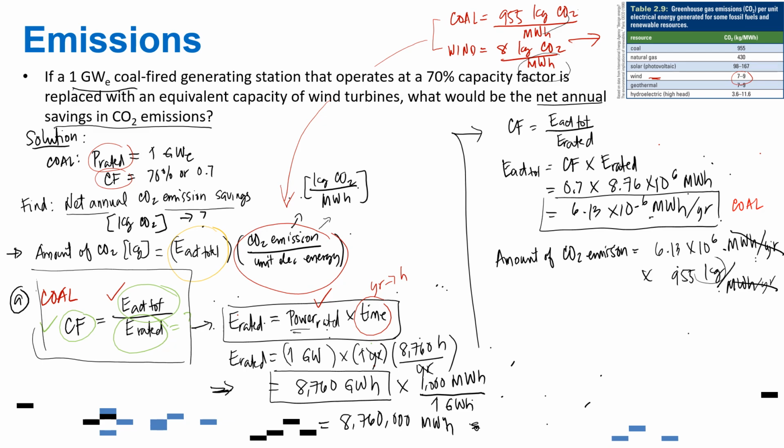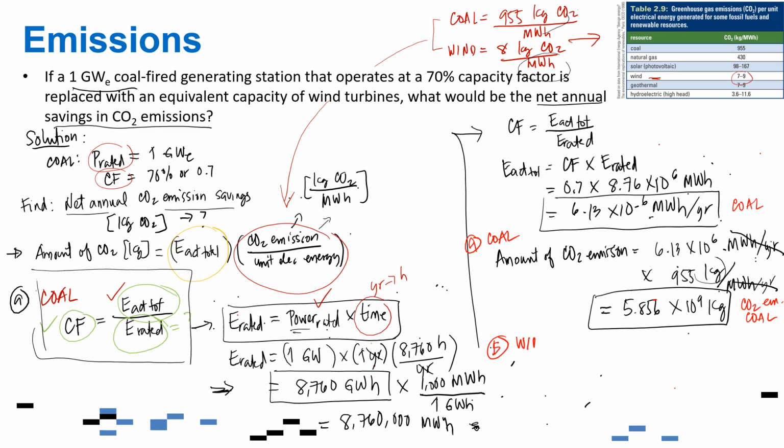So for coal, the amount of CO2 emission is 5.856 times 10 to the 9 kilograms. So this is the amount of coal CO2 emissions. Alright, so that is for the coal. So this is A, coal.